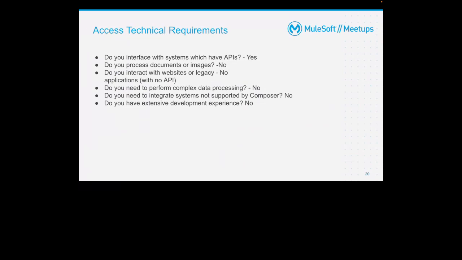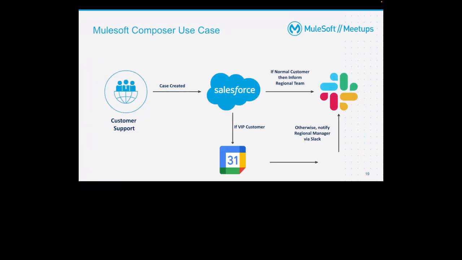So the first question to ask: do you interface with systems which have APIs? We have three systems which we will be interacting with: Salesforce, Google Calendar, and Slack. And yes, all of these three systems have an API exposed. Second thing, do you process documents or images? No. Currently, I'm not processing any documents or images.